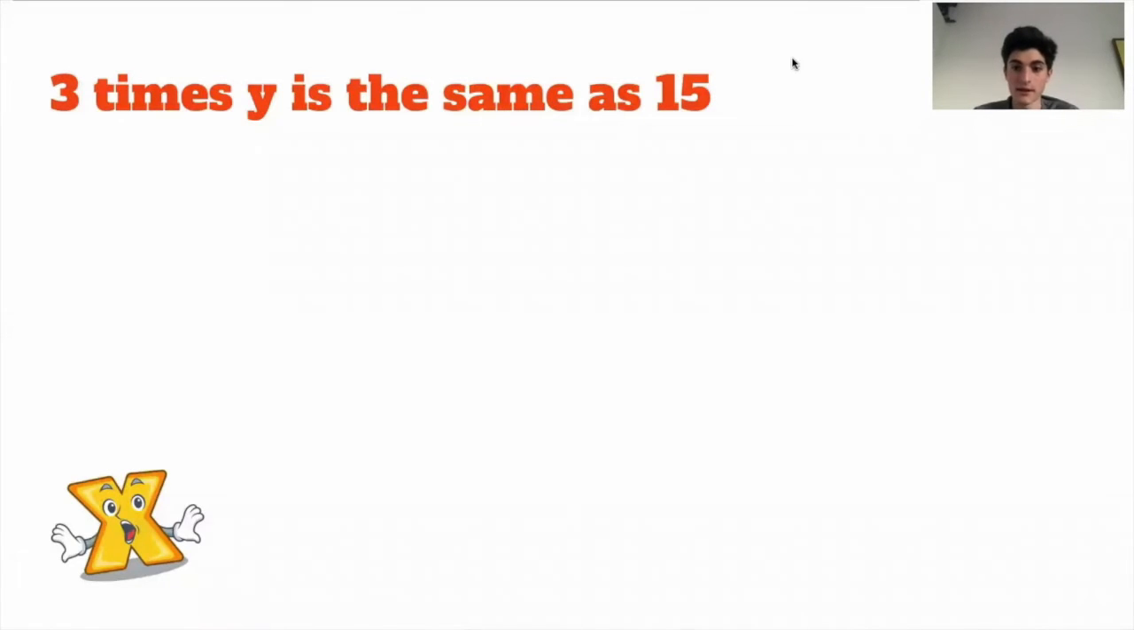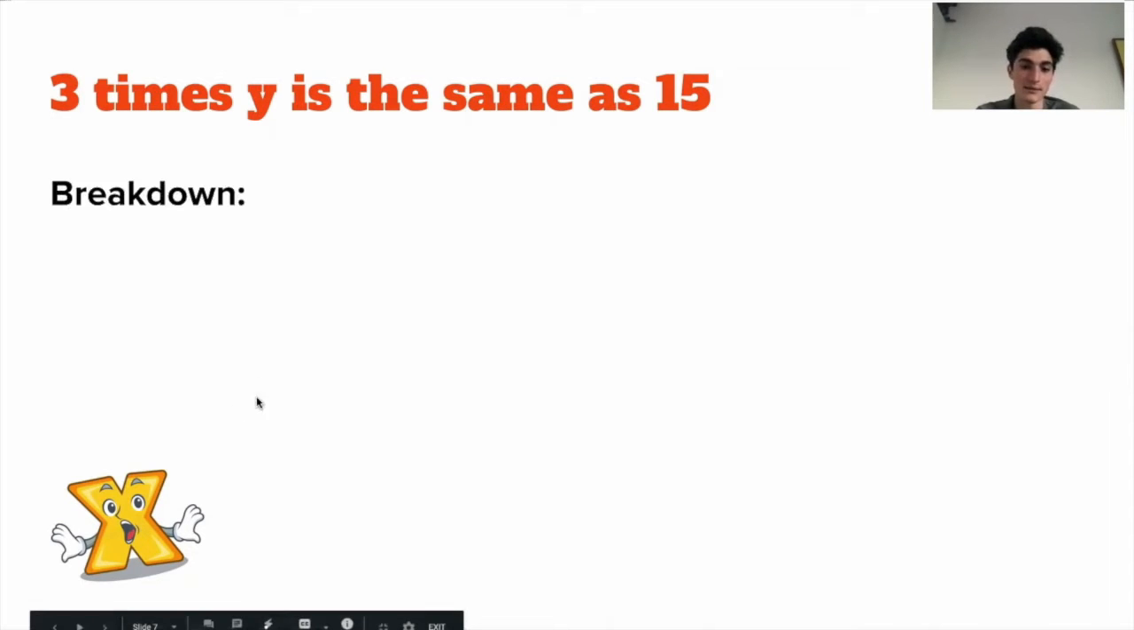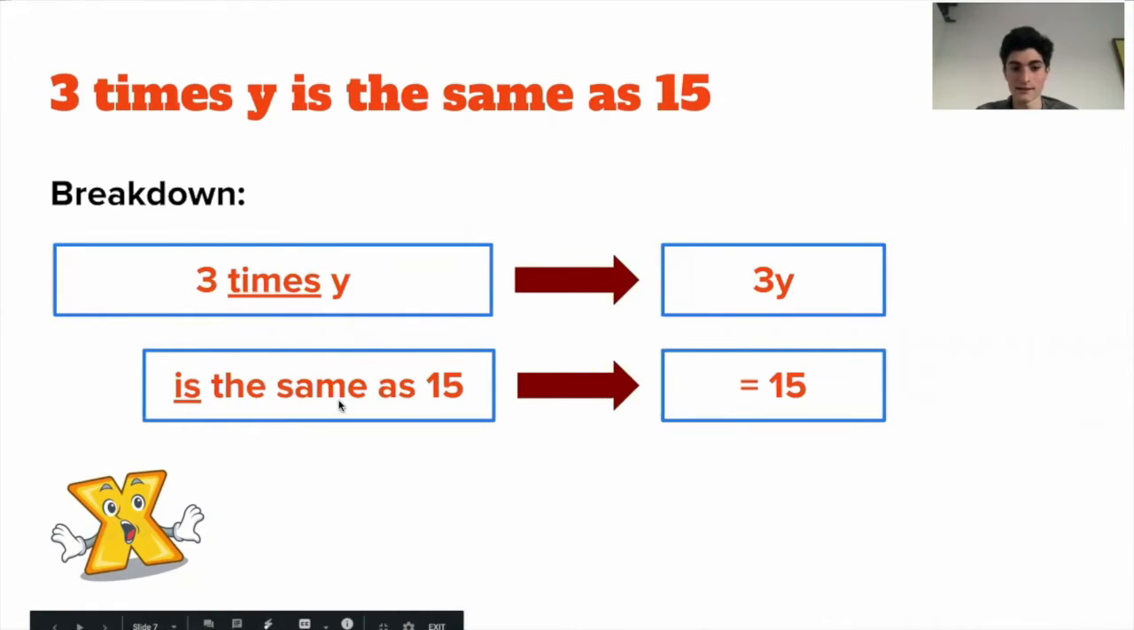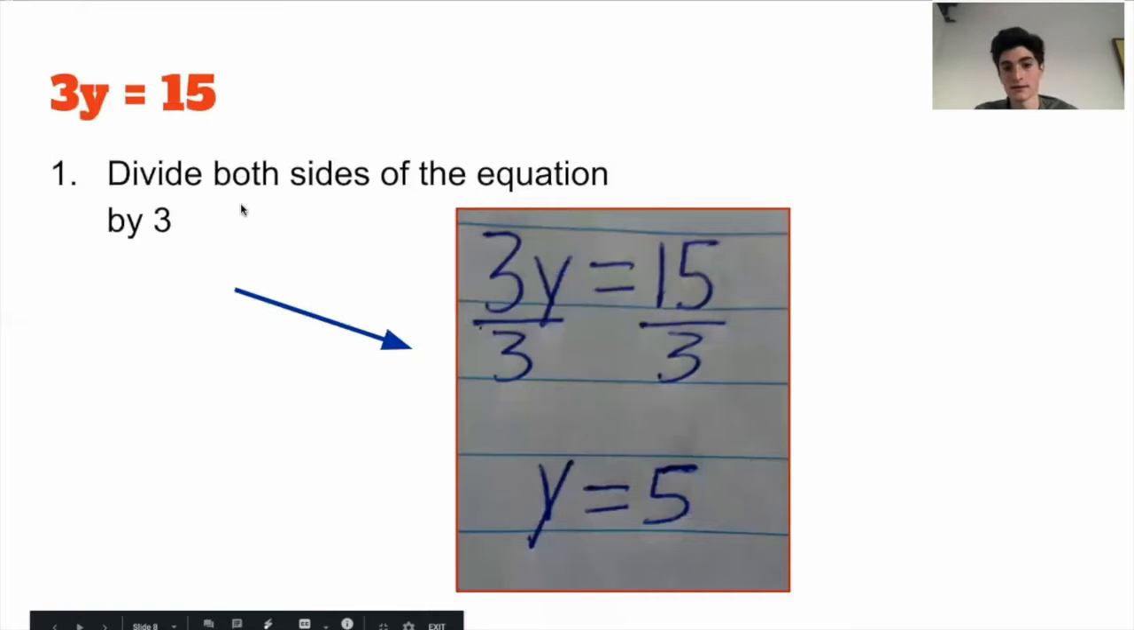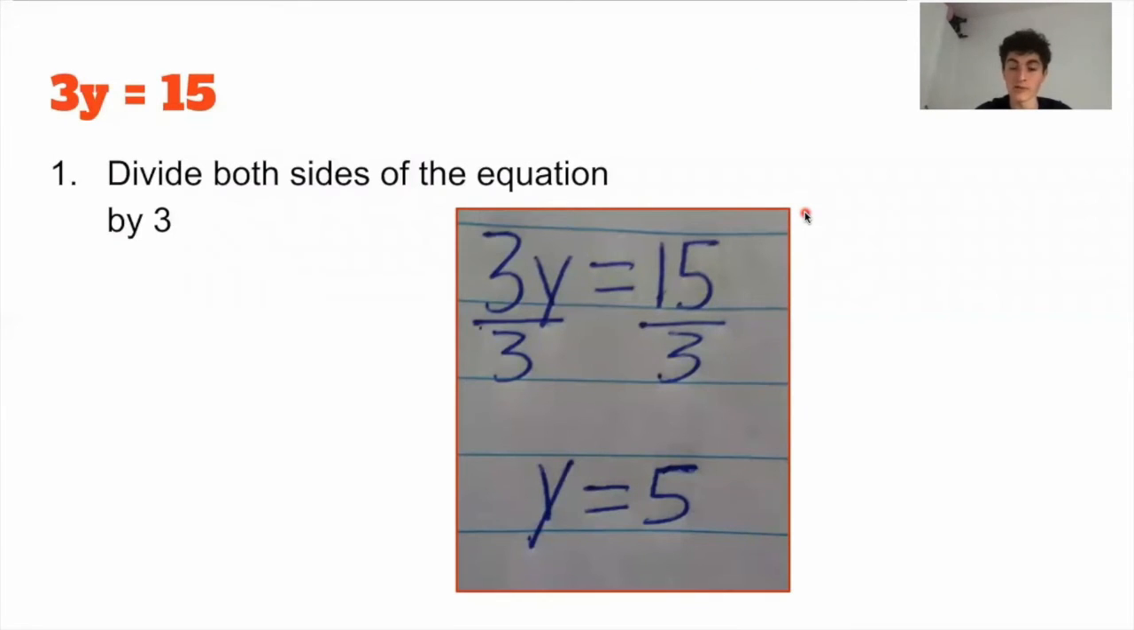Here's another example. 3 times y is the same as 15. When we see words like times, multiplies, product, by, etc., it means that there's multiplication happening in the equation. 3 times y means that 3 is multiplying y, and the phrase is the same as means that there's an equal sign. So in this scenario, we get 3 times y equals 3y, and is the same as 15. So now that we have our problem, 3y equals 15, we can solve it. We just divide both sides of the equation by 3 to get y on its own, and we get y is equal to 5. Let's do one more example before we start working on the worksheet.